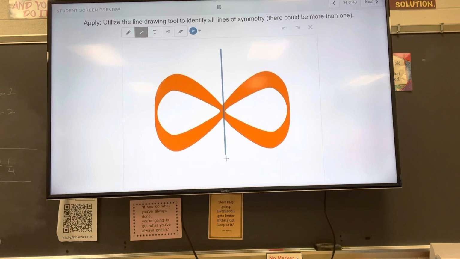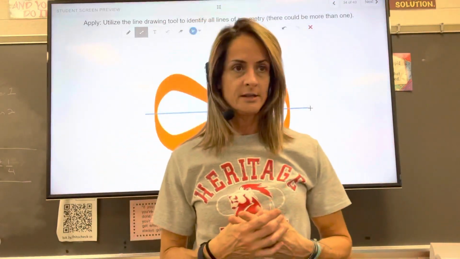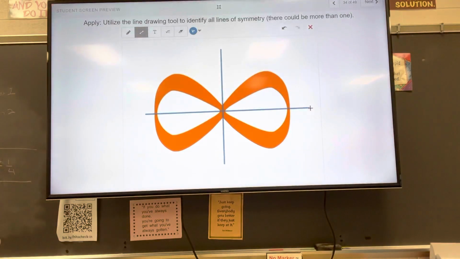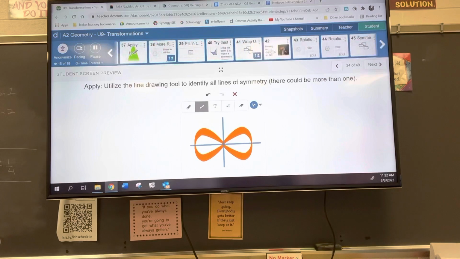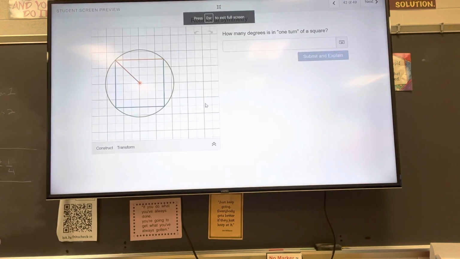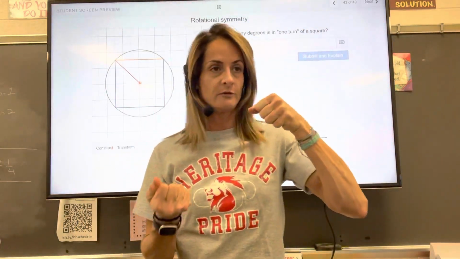kind of looks like an infinity sign there. Okay, we could fold it this way or this way. So this figure has 2 lines of symmetry. Any questions on lines of symmetry? All right, we are going to now move to slide number 43, and we're going to take a look at rotational symmetry.